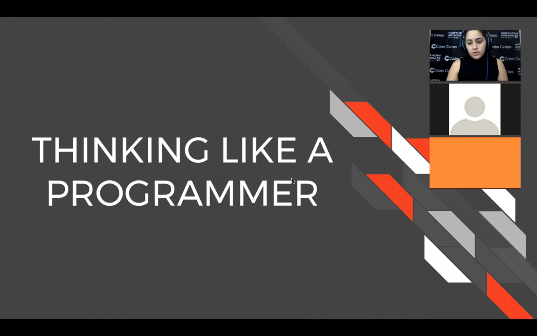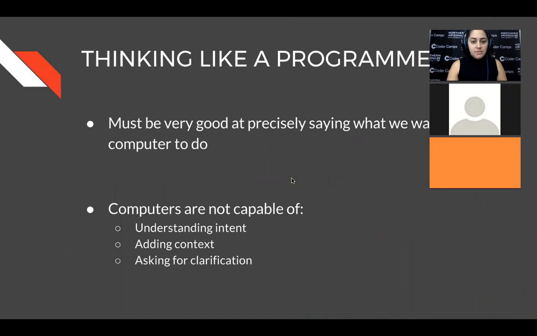So first, in order to begin coding, you want to start thinking like a programmer. And what that means is that you must be very good at precisely saying what we want the computer to do. If you think about it, a computer is just a machine. It can't do anything without a programmer. Computers themselves are dumb. They're not smart. They look like they're smart, but the thing is that it is because a programmer programs some software in order to make a computer do really cool things, and that's why we think computers are smart.